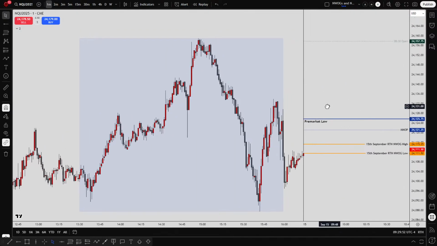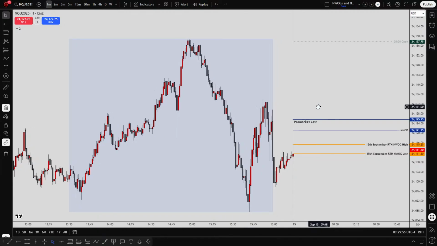Okay, so here on our regular trading hours chart, liquidity on the regular trading hours chart is still salient and relevant to what's happening on the electronic trading hours chart, so just keep that in mind.